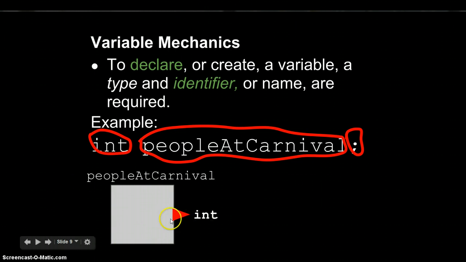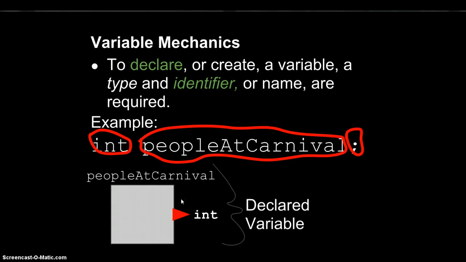And it's going to store an int, as we figured out from here, and the name of this box, if we ever want to access the value inside of it, is going to be people at carnival, or the identifier that we declared it as. So there we go. There's that. Now we have a declared variable we can work with.